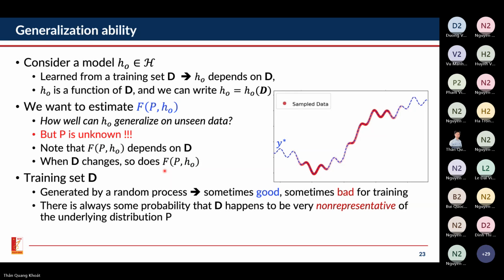Sometimes you can obtain a very good training set, but sometimes you can have a very bad training set, right? For example, your training set is very small, or sometimes it is very noisy, or sometimes biased, or non-representative. And in those cases, the training set can be very bad, and it can lead to a very bad model, right? Okay.